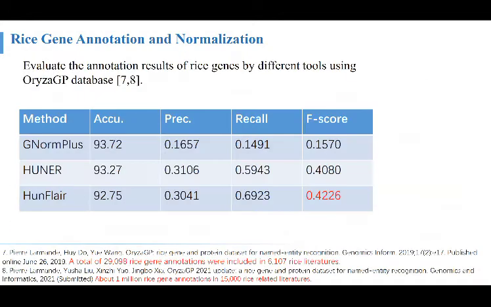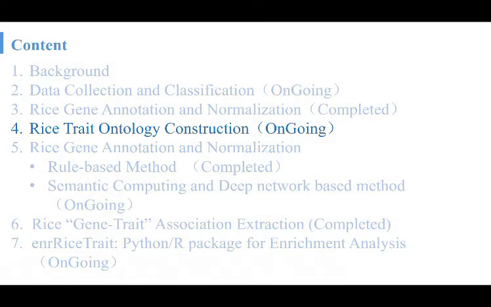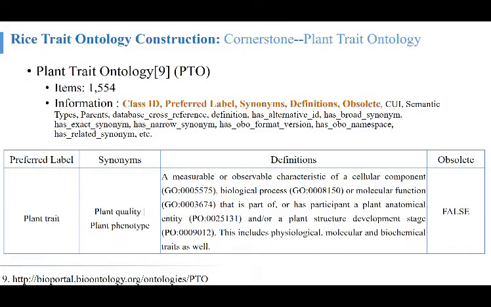The annotation resulted by different tools as shown in this table. We used Hofler in our project in the end because it had the highest F-score. RTO construction. First, we will introduce the cornerstone of our RTO, plant trait ontology.